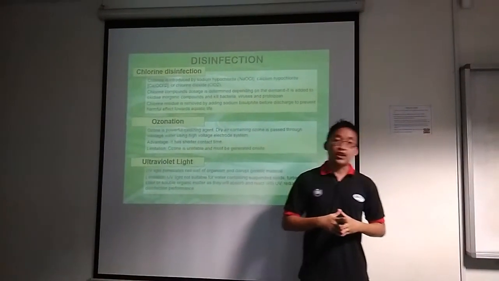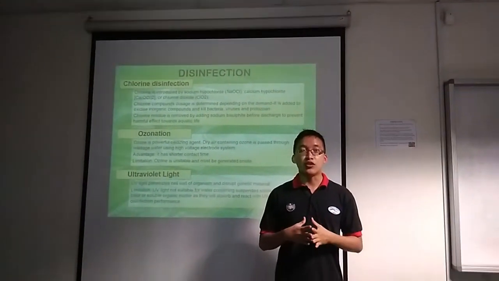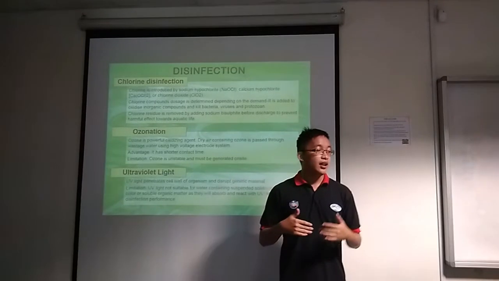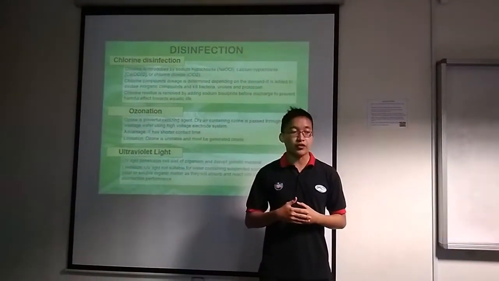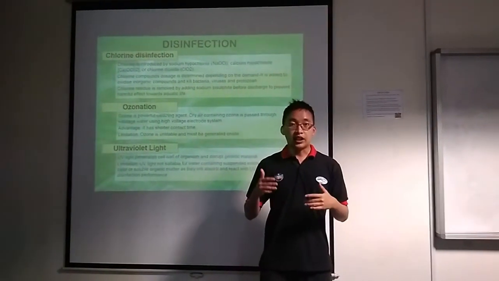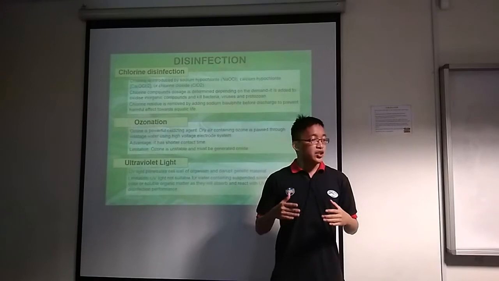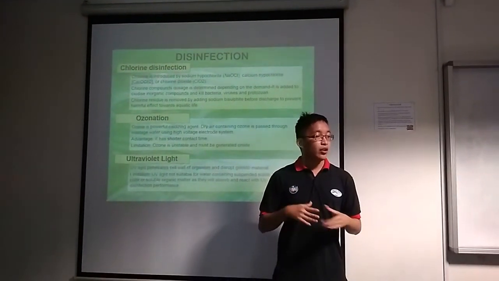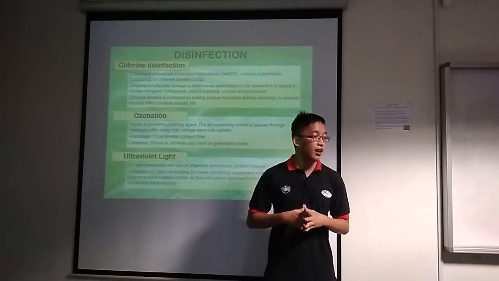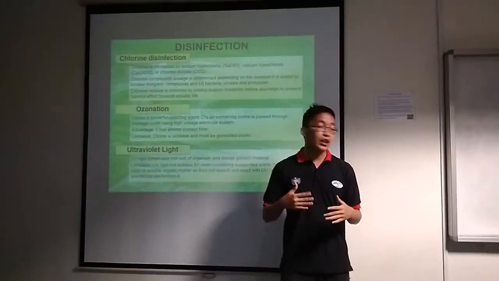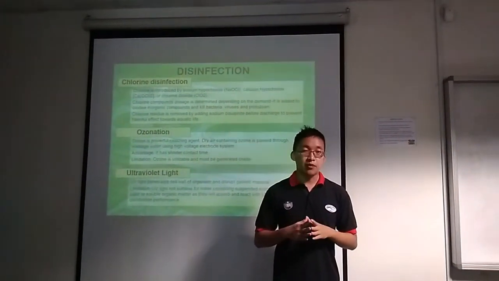Next is ultraviolet light. Ultraviolet light, as we know, is UV light. UV light can penetrate the cell wall of organisms and disrupt the genetic material of the microbial organism. The limitation is that UV light might not be suitable for water containing suspended solids, turbidity, color, or soluble organic matter, as they will absorb and react with UV, reducing disinfection performance.